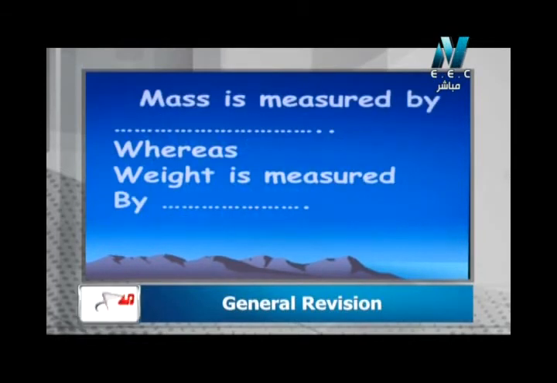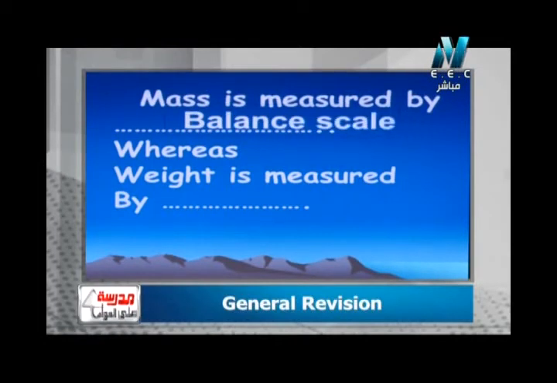Another question. Mass is measured by what? Whereas weight is measured by what? Again, we know that mass is measured by balance scale. لما يقول لي measured by بيكون عايز الجهاز أو الديفايس، لكن measured in عايز اليونت. So I'm sorry, I made a mistake. So again, mass is measured by balance scale, whereas weight is measured by spring scale. Again, الفرق بين measured by و measured in. measured by بحتاج فيها الجهاز، measured in بحتاج فيها اليونت.